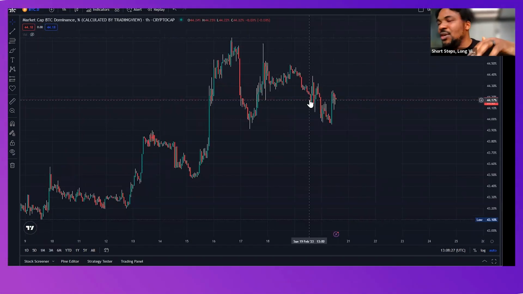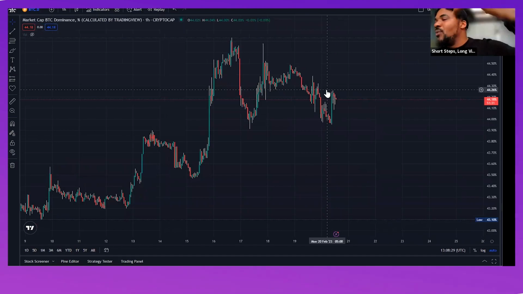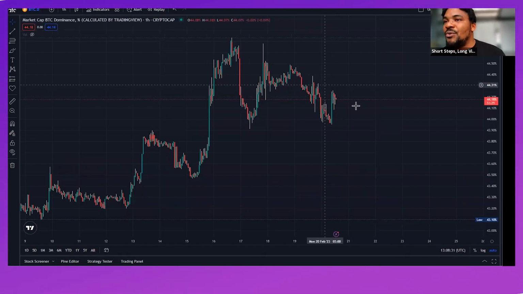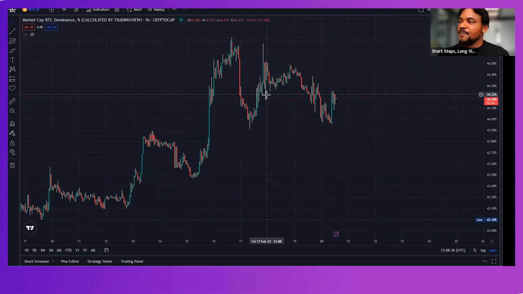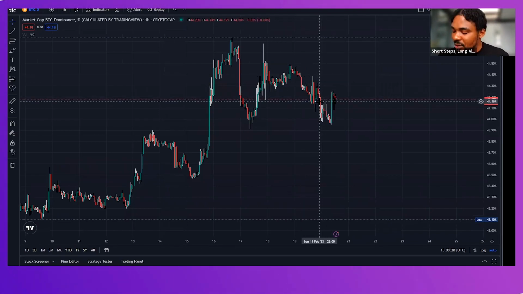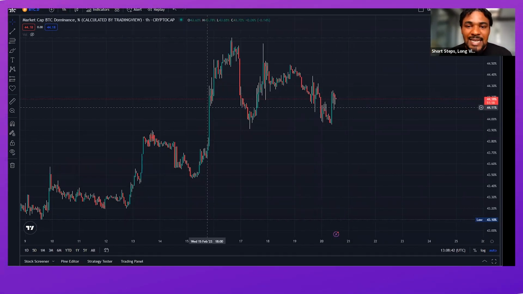Then we check BTC also. We see that some part of the money went into BTC, but money is already leaving BTC at this point. So money is leaving BTC. And what does this tell us? It is that BTC is going to start cashing out. People are already cashing out of BTC.